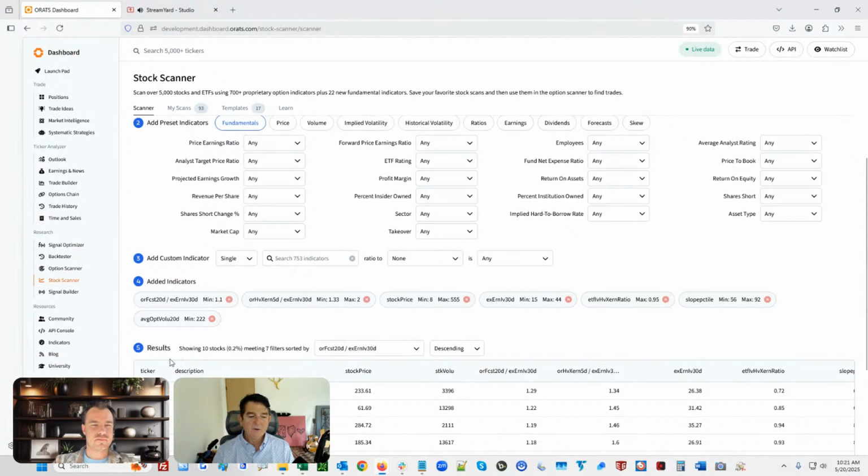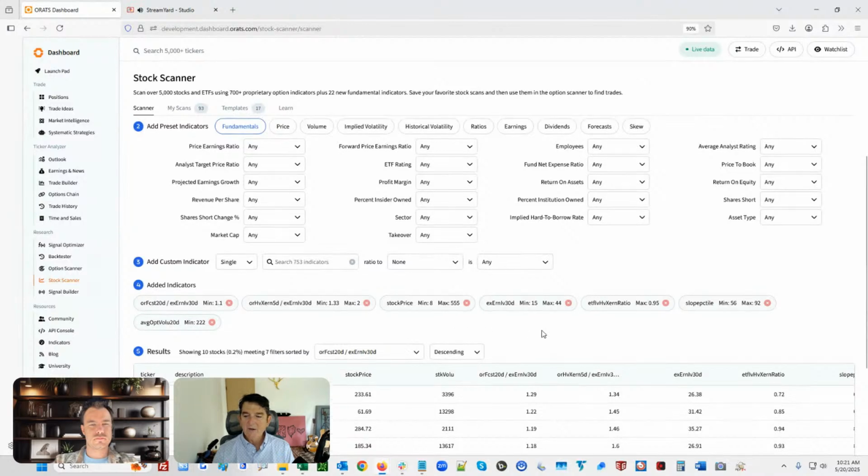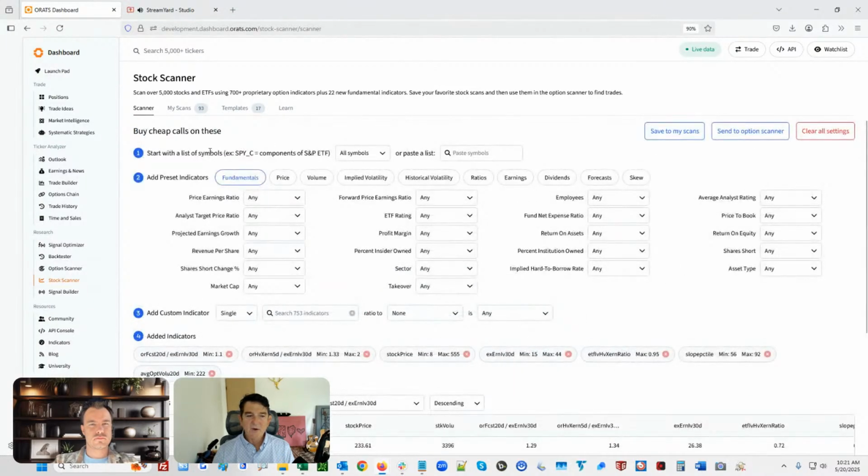So what Tyler's talking about is sometimes you get, this one doesn't have that many because we have some pretty tight indicators. But if you have 100 results, you want to sort this based on your favorite or what you're really looking for. In this case, it's the forecast. So now what we could do, and I saved it, is go over to the option scanner and say buy cheap calls on these.